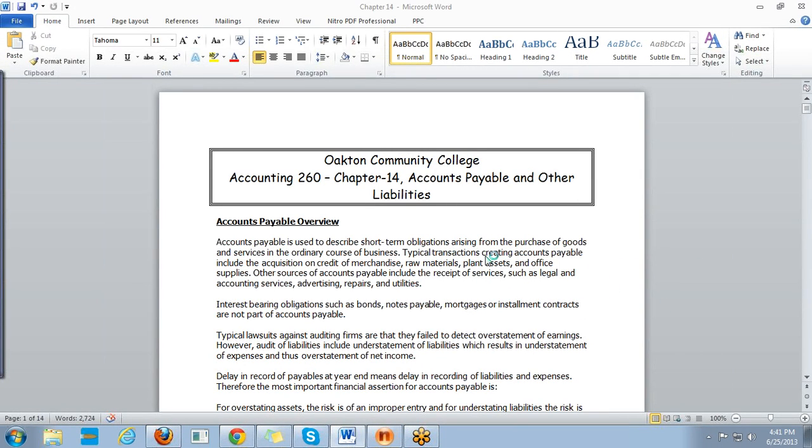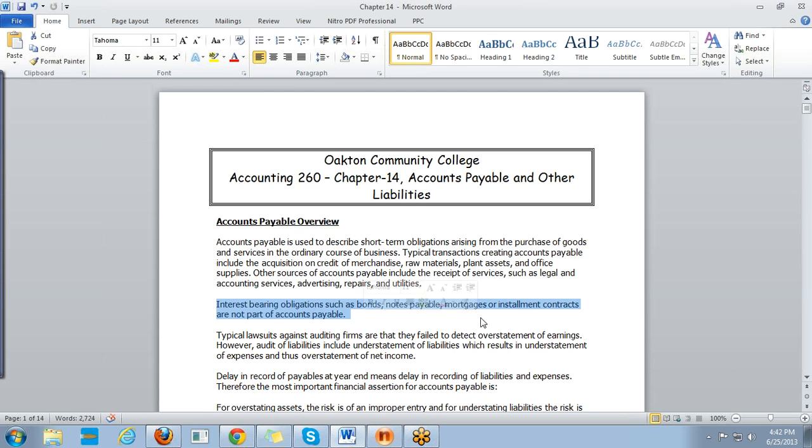Accounts payable and other liabilities, Chapter 14. Accounts payable is used to describe short-term obligations. Any obligations arising from the normal course of business are accounts payable. Okay, the ones that you intend to pay within 1 year would be accounts payable, and these are the kind of transactions that you would usually pay with that.